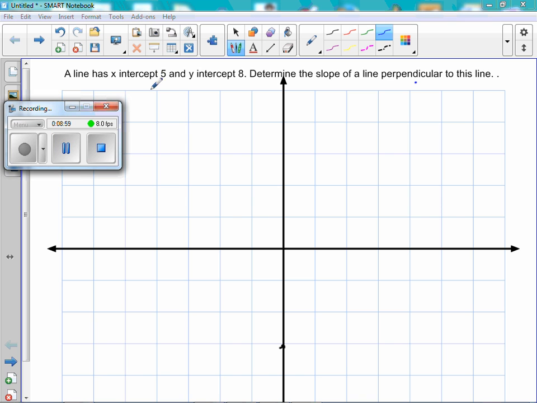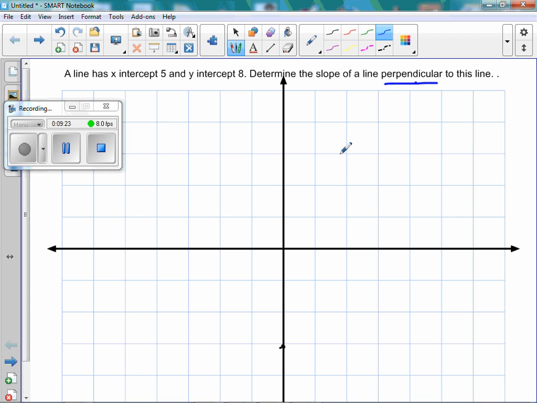Here's another problem. A line has an x-intercept of 5 and a y-intercept of 8. Determine the slope of a line perpendicular to this line. So if we want to know the slope of a line perpendicular to this line, we have to find what? The slope of this line. Okay, so let's see. What is the slope of this line?